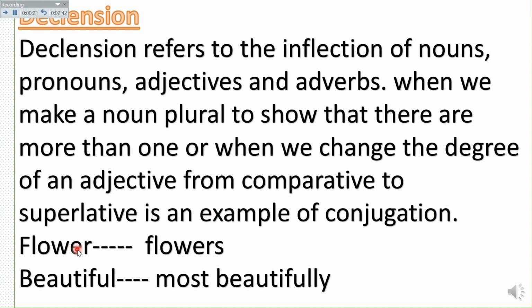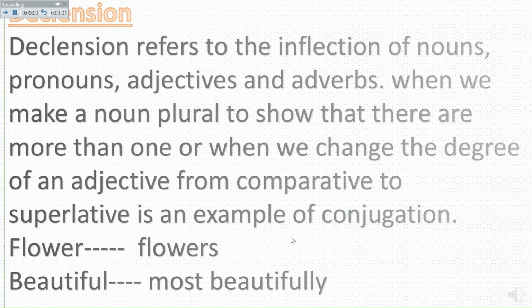Like flower is a noun, its plural is flowers. That's the declension of the noun flower. Beautiful is an adjective, so most beautiful is the superlative form. So this is also the declension of the adjective beautiful. Let's see what is the next part of English grammar.